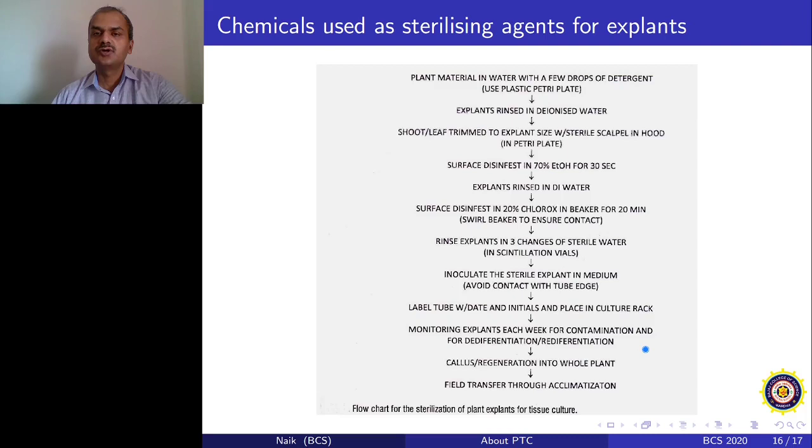So if you are a beginner, start your tissue culture protocol with the Solanaceae family, and you will have callus formation or axillary bud formation and so on and so forth. Okay, so that's about the sterilizing agents.